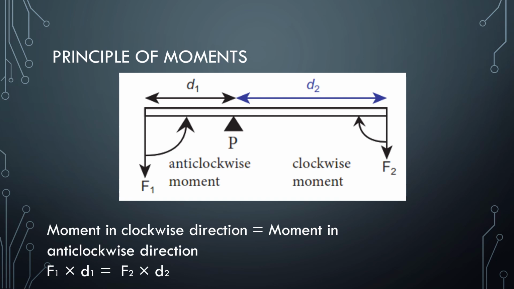In the illustration given in this figure, the force F1 produces an anticlockwise rotation at distance d1 from the point of pivot P, called the fulcrum, and the force F2 produces a clockwise rotation at distance d2 from the point of pivot P. The principle of moments can be written as follows. Moment in clockwise direction is equal to moment in anticlockwise direction: F1 into d1 is equal to F2 into d2.